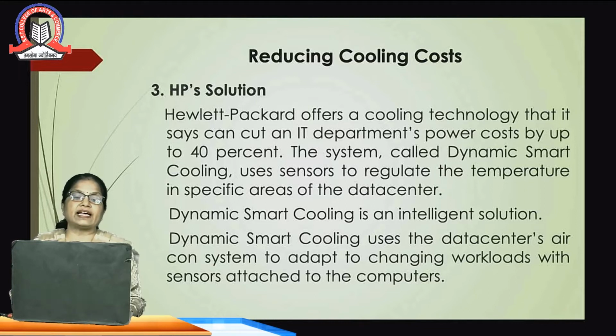Third solution is the HP solution. It offers a cooling technology that it says can cut an IT department's power cost by up to 40%. The system, called Dynamic Smart Cooling, uses sensors to regulate the temperature in specific areas of the data center. Dynamic Smart Cooling is an intelligent solution. Dynamic Smart Cooling uses the data center's air conditioning system to adapt to changing workloads with sensors attached to the computers.